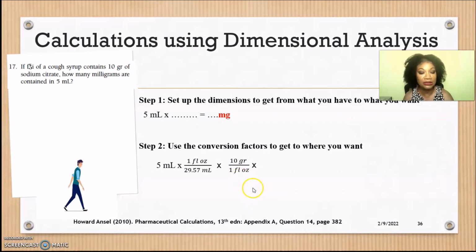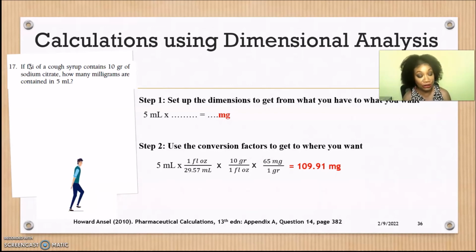But then we need to end up with milligrams. So how do we end up with milligrams? We have to multiply the overall value, which is in grains, times another conversion factor to end up with milligrams. And what's that conversion factor? 65 milligrams is equivalent to 1 grain. Now remember, you have grains, and we're multiplying by a conversion factor. So that means the conversion factor must have grains at the bottom and milligrams at the top, right? And when you do all of that, you end up with 109.91 milligrams.